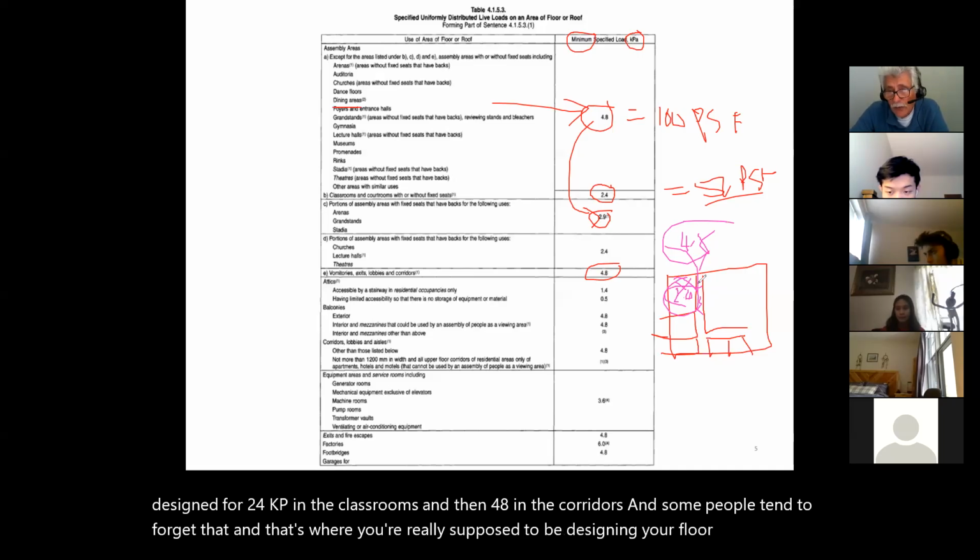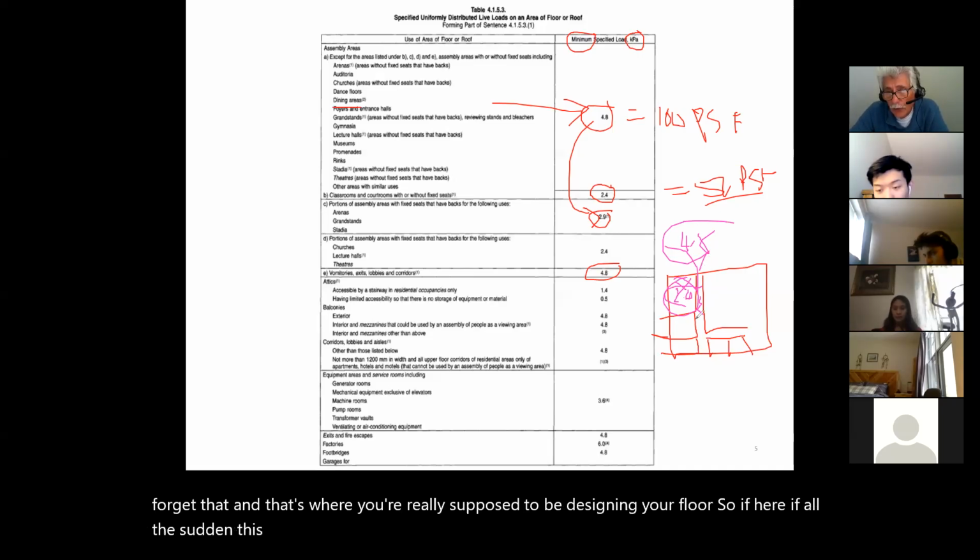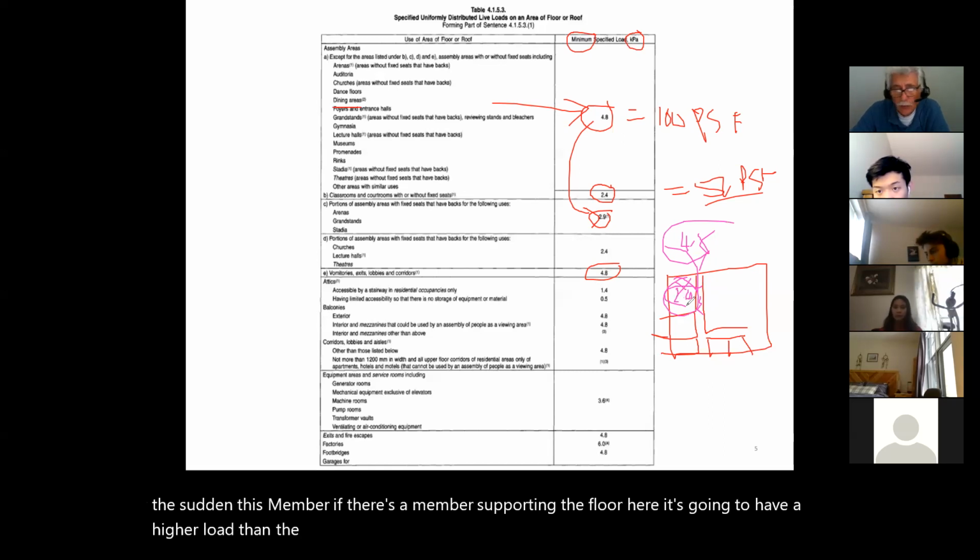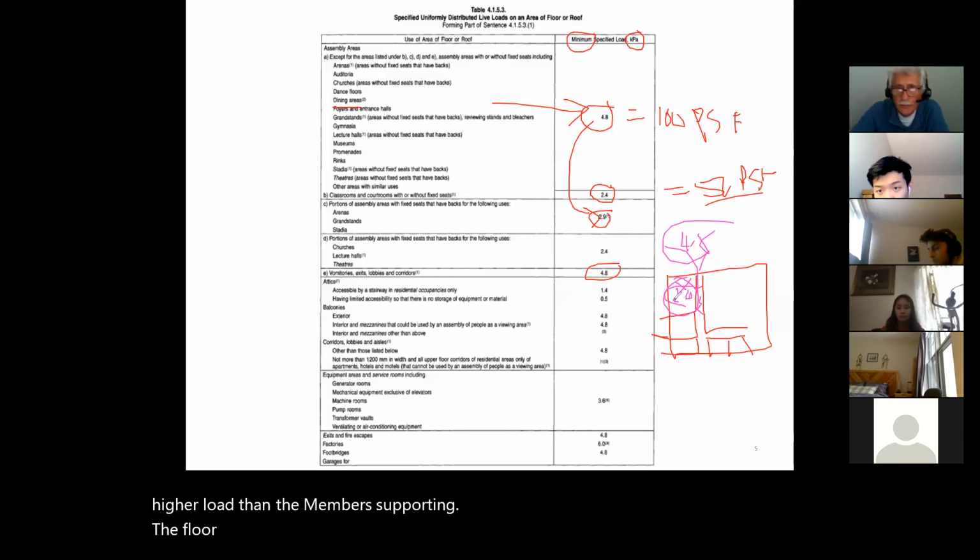So if there's a member supporting the floor here, it's going to have a higher load than the member supporting the floor here. So that's what they want you to do. Clear?